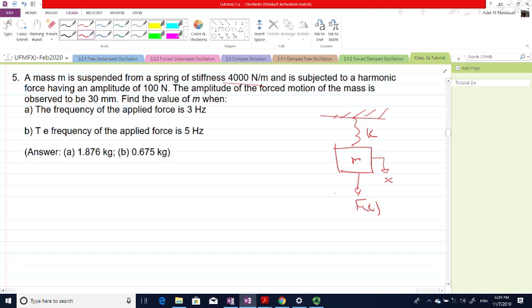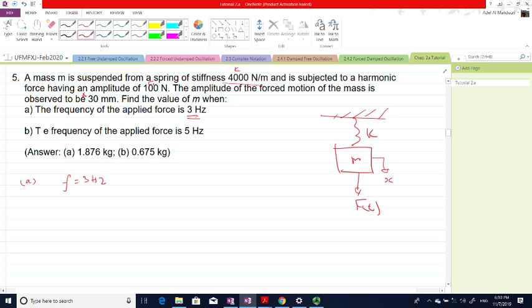The amplitude of forced motion of the mass is observed to be 30 millimeter. Then the amplitude is 30, F naught is 100 Newton, and K is 4,000. Find the value of M when the frequency of the applied force is 3 Hertz. So let's do the first part. A is F of the applied force, not the natural frequency, which will be 3 Hertz.